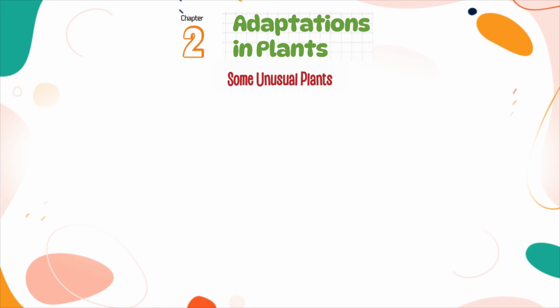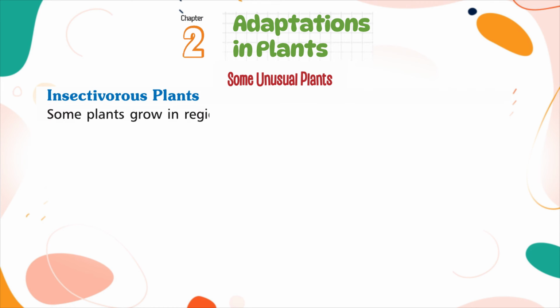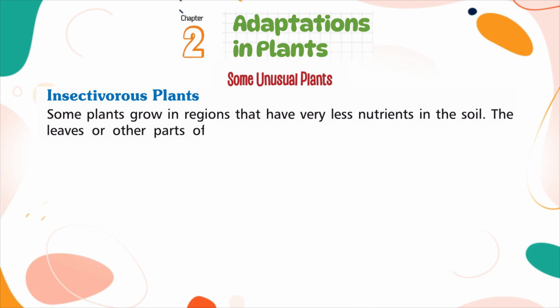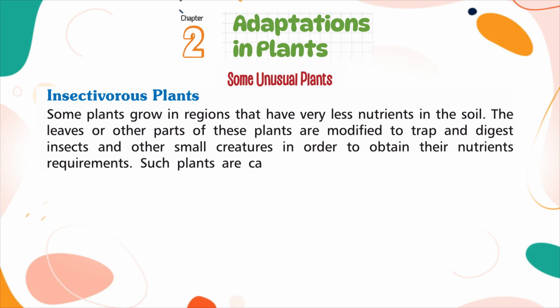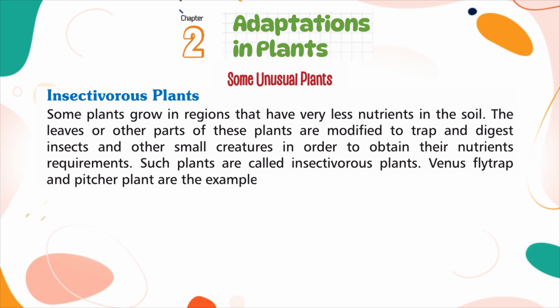Some unusual plants, insectivorous plants. Some plants grow in regions that have very little nutrients in the soil. The leaves or other parts of these plants are modified to trap and digest insects and other small creatures in order to obtain their nutrient requirements. Such plants are called insectivorous plants. Venus flytrap and pitcher plants are examples of insectivorous plants.